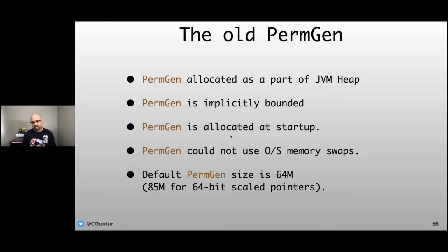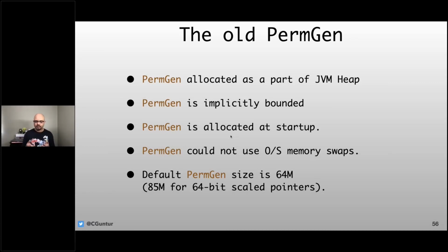Now, there was something called permanent generation. We talked about this when we talked about generational GCs. PermGen was allocated as a part of the JVM heap. PermGen is implicitly bounded. So when you start your JVM, you get a certain amount of PermGen, and that is what you have to deal with. And if you have written any major Java program, you would have probably encountered an out-of-memory error, out of PermGen space. That is basically it, in that you have exhausted the amount of PermGen space you have. Either you created a lot of static objects, or you created a lot of methods, etc. Whatever you've done, that is when you get those errors.